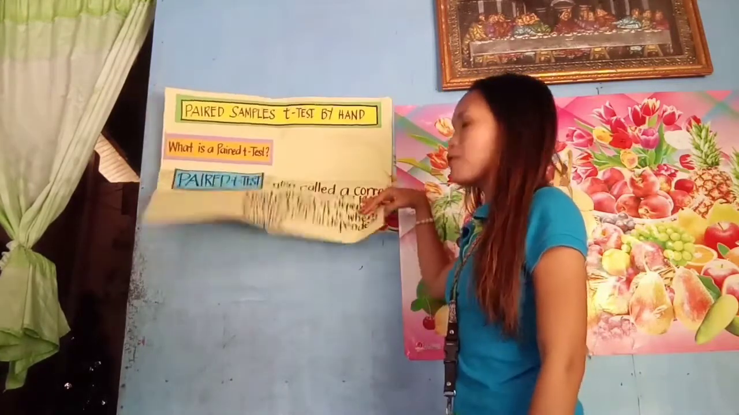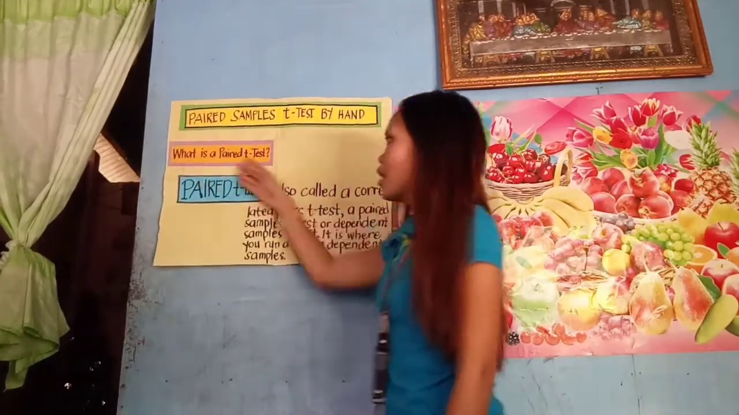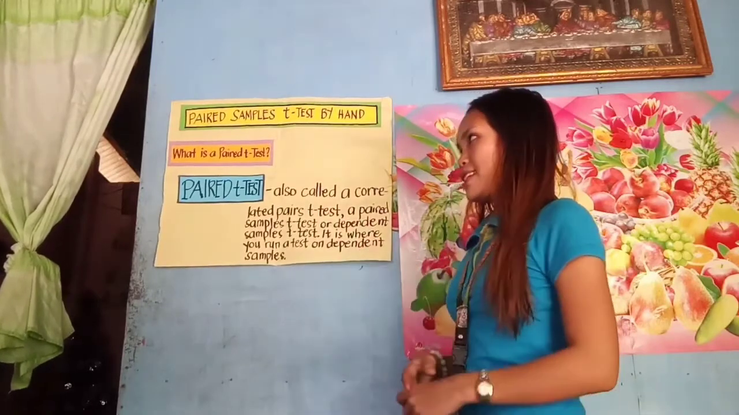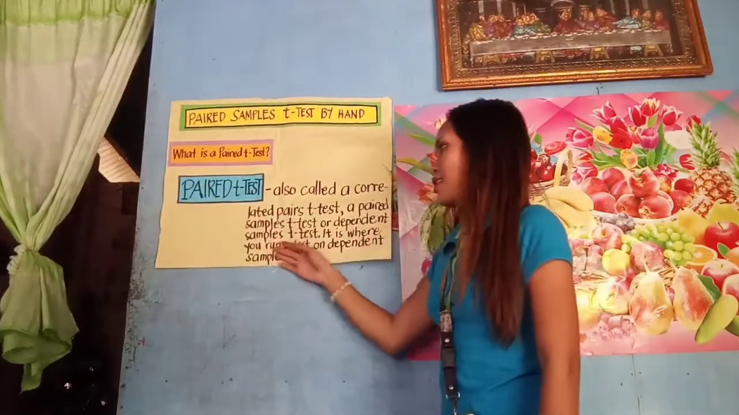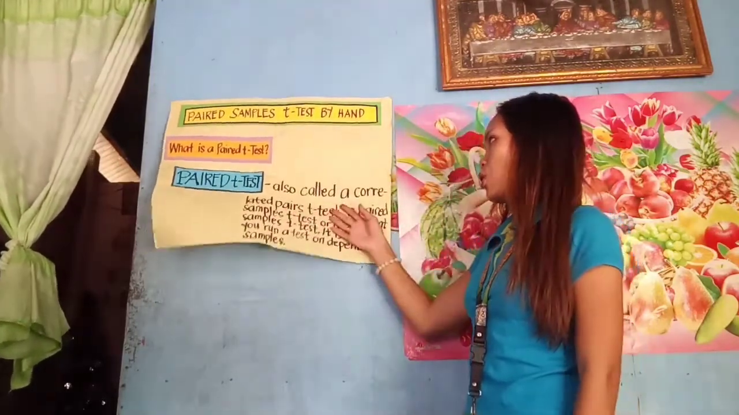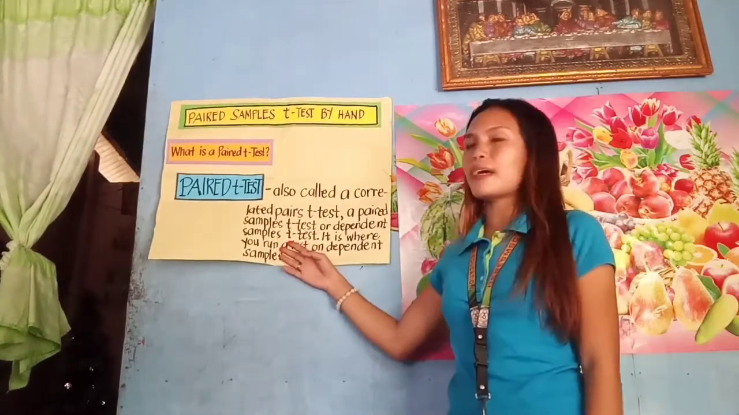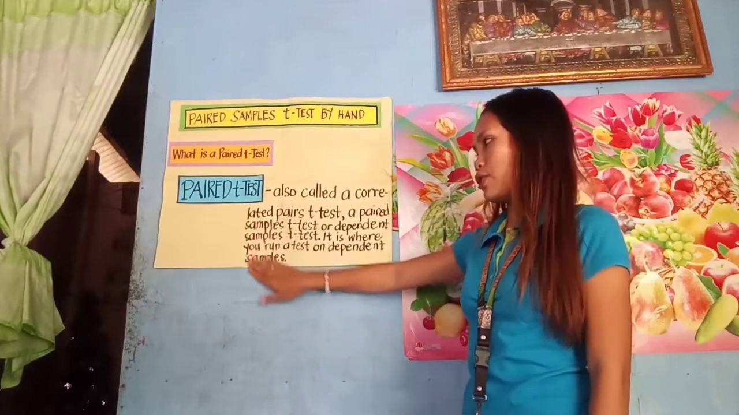So, our new lesson for today is all about paired sample t-test by hand. First, let me ask you, what is a paired t-test? Any idea about it? If there's none, please eyes on the board and read what a paired t-test is. A paired t-test is also called a correlated pairs t-test, a paired sample t-test, or dependent sample t-test, and it is where you run a test on dependent samples.